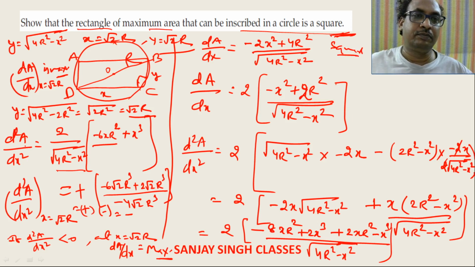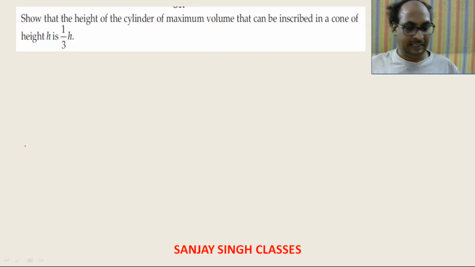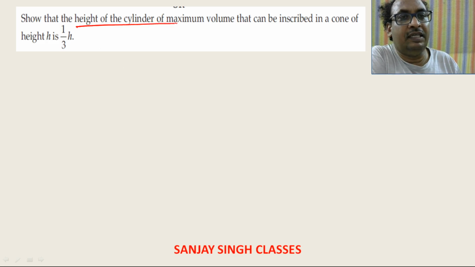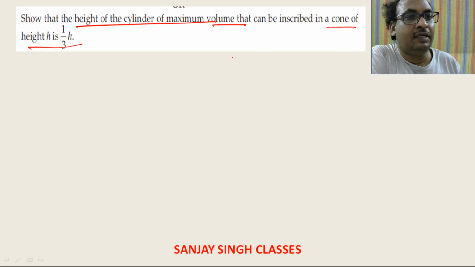Okay, right. Now this question we will be solving. In this question, the height of the cylinder of maximum volume that can be inscribed in a cone of height h is 1 by 3 h. So let us make one figure.